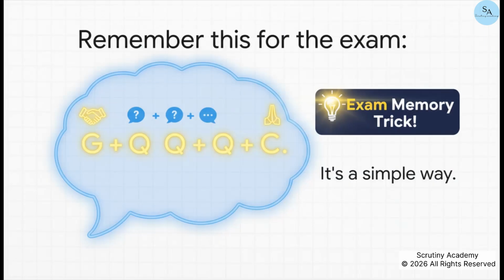Feeling a little overwhelmed? Don't worry. Here's a super simple memory trick for when you're in the exam hall. G plus Q plus C. This just stands for greeting, your 5 or 6 question pairs, and then a closing. It's a fantastic way to remember the basic structure when you're under pressure.